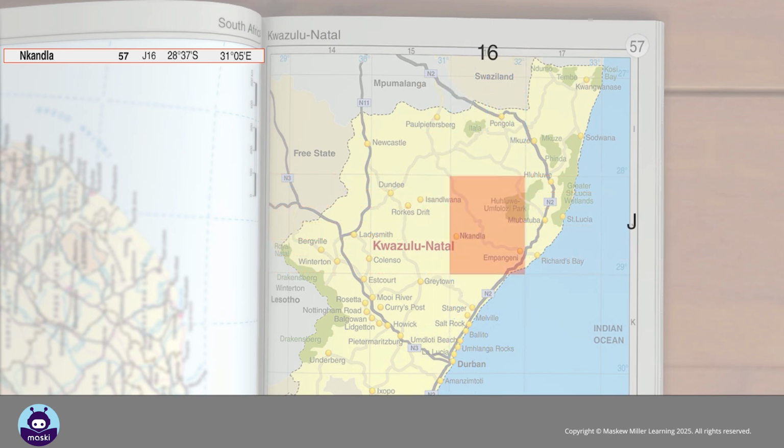The alphanumeric reference J16 in the index entry for Nkandla is a very wide area, whereas the grid reference is the exact location on the Earth's surface.